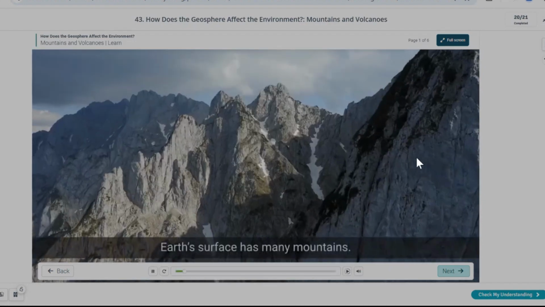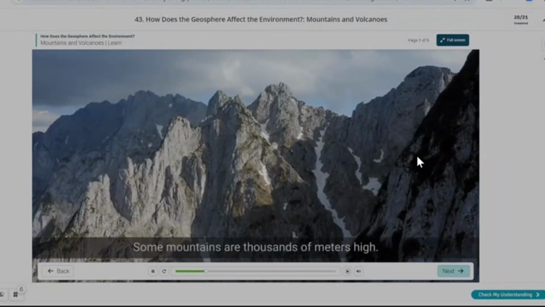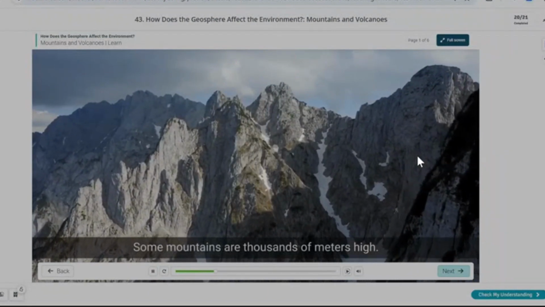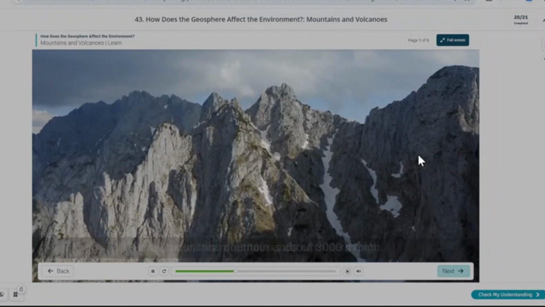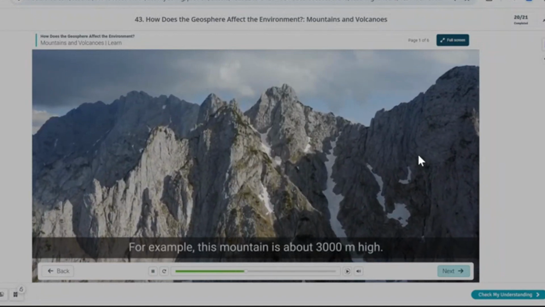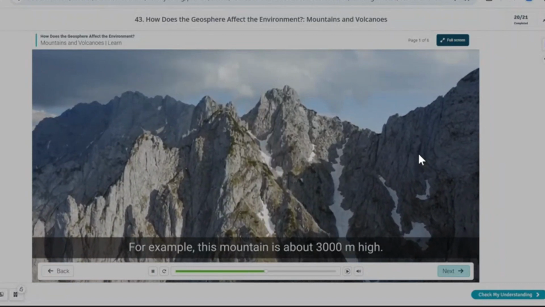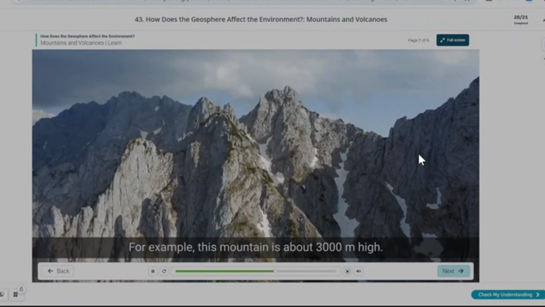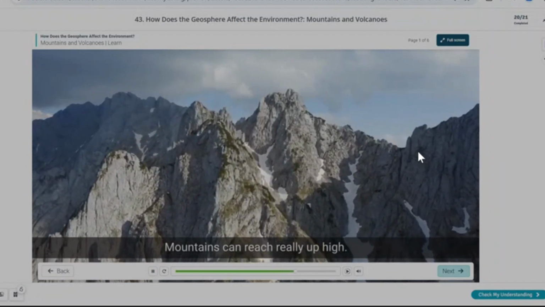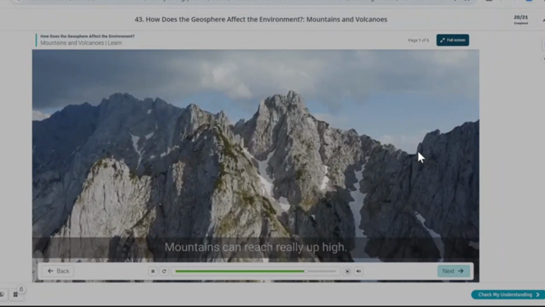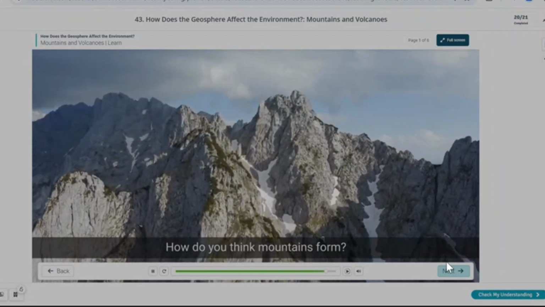Earth's surface has many mountains. Some mountains are thousands of meters high. For example, this mountain is about 3,000 meters high. Mountains can reach really up high. How do you think mountains form?